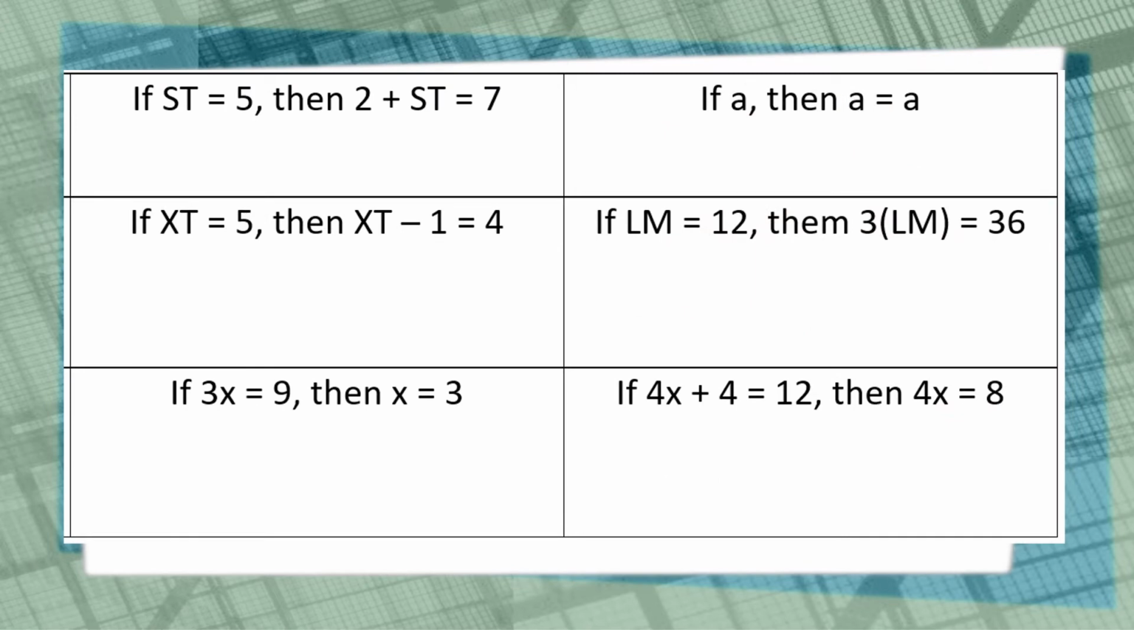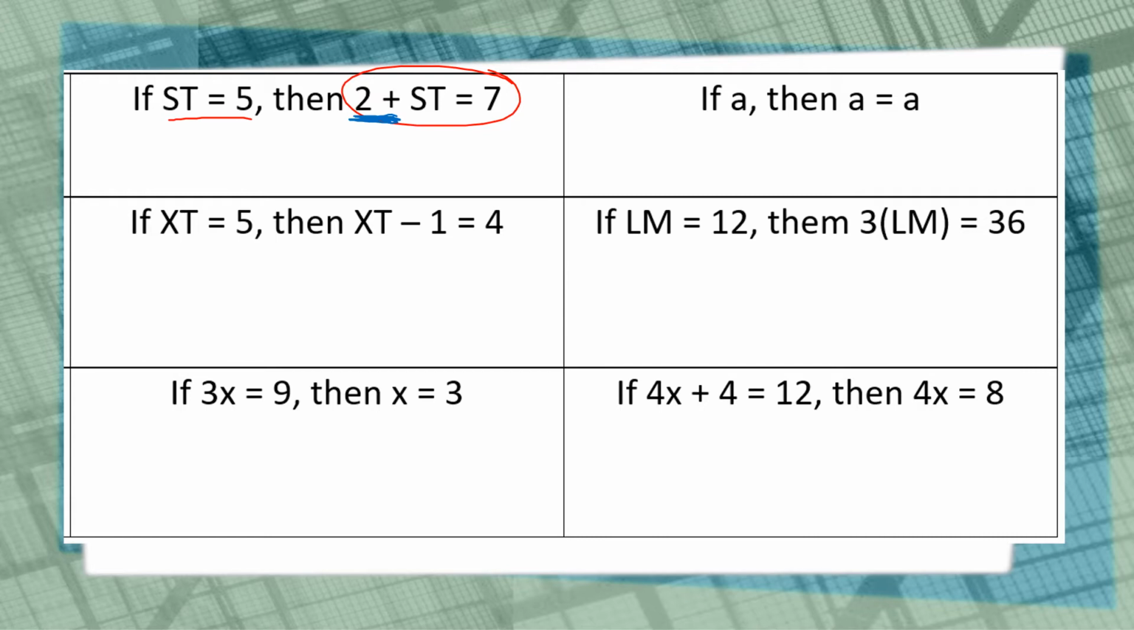Again, we have 6 more here to look at. I'm going to go a little faster. Okay, so if ST equals 5, then 2 plus ST equals 7. Again, you have a hypothesis, and I haven't labeled this in the other ones, maybe I should have, just to reinforce that. So if ST equals 5, then 2 plus ST equals 7. Well, what did we do here? We added 2 to the left-hand side.